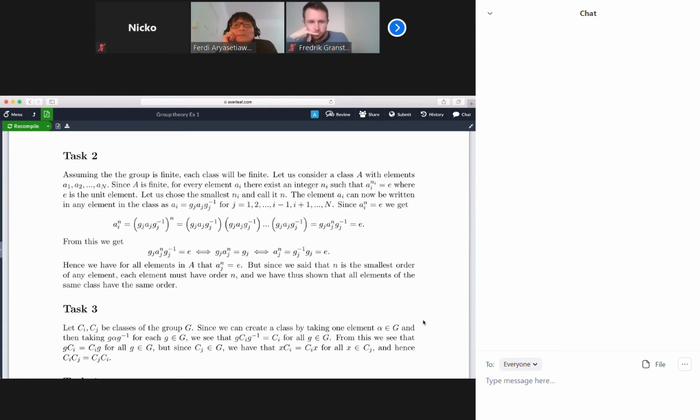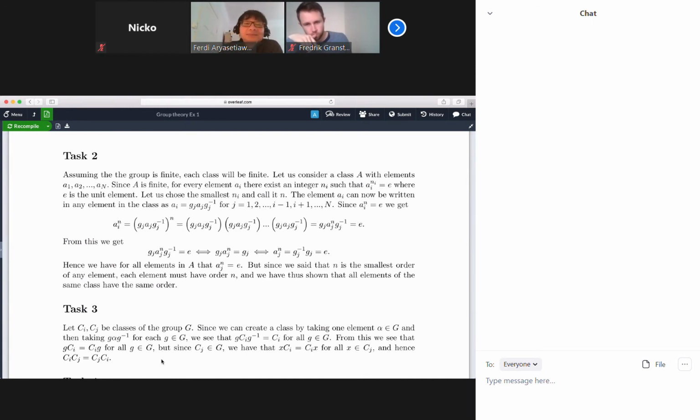If we take this expression and just multiply it with g to the right, we see that this holds. Since all elements in this class are in G, the relation holds for all elements in the class, which means that we have proven what we wanted to prove, because we see that Ci commutes with all elements in Cj, which means that the classes commute.